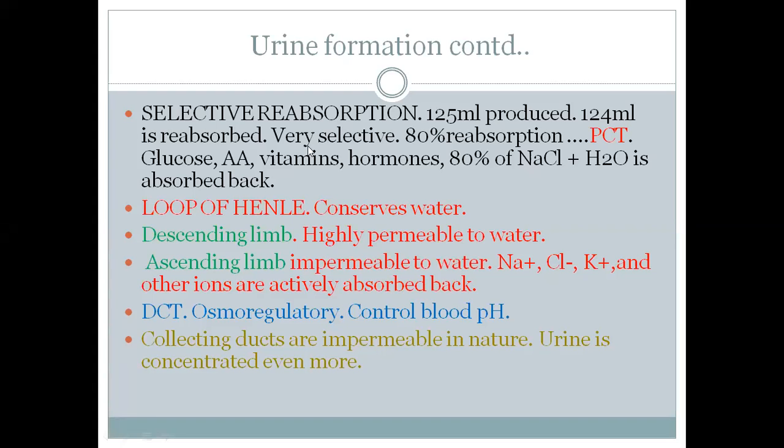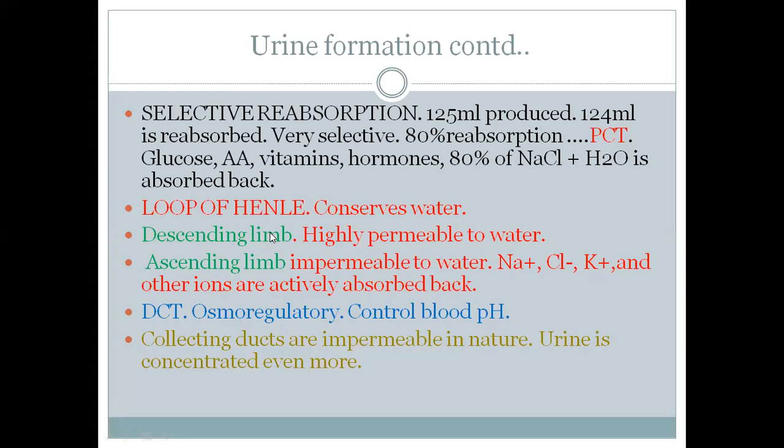Okay. Conserves water means saves water. When we say to conserve something, it means to save. Land conservation, wildlife conservation, water conservation, food conservation, to prevent it from wastage. Now these materials are absorbed in the proximal convoluted tubule. The next part is the loop of Henle. The loop of Henle is highly permeable to water, which means it allows a lot of reabsorption of water.